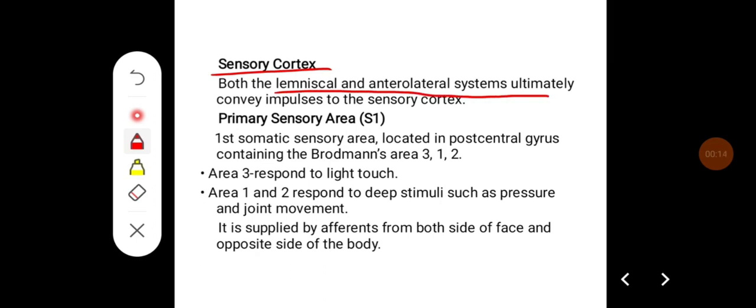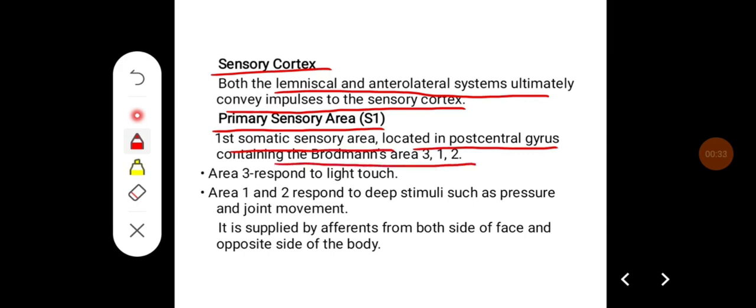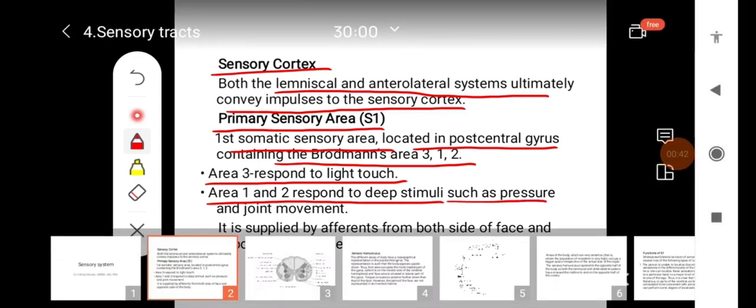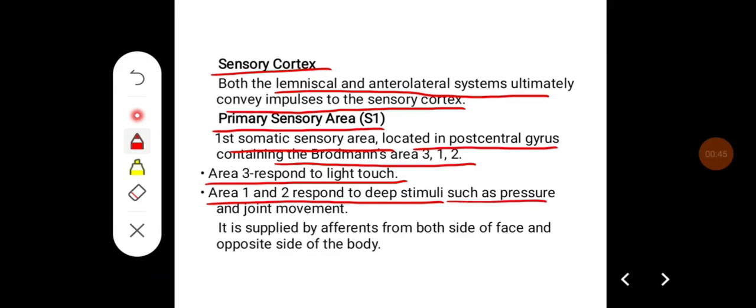Systems ultimately convey their impulses to the sensory cortex. The sensory cortex is a primary sensory area that is also called S1 or the first somatic sensory area, which is located in the postcentral gyrus, containing the Brodmann areas 3, 1, 2. Area 3 responds to light touch. Areas 1 and 2 respond to deep stimuli such as pressure and joint movement, and it is supplied by afferents from both sides of the face and the opposite side of the body.